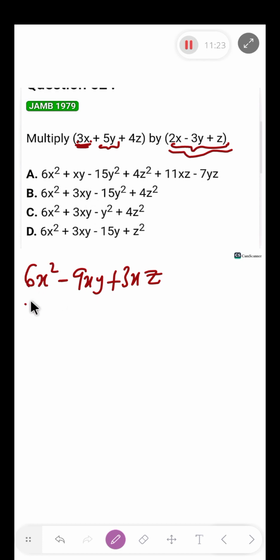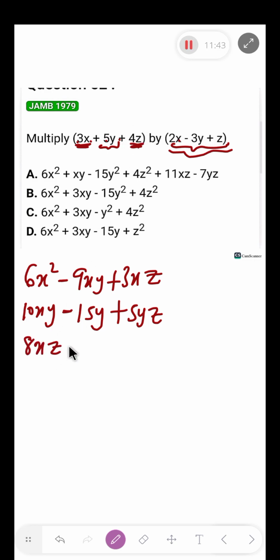5y times 2x, that's 10xy. Again, 5y times minus 3y, that's minus 15y squared. Then 5y times z, that's plus 5yz. Done. You have to use this plus 4z to multiply everything. 4z times this 2x, you have 8xz. 4z times minus 3y, that's minus 12yz. And then 4z times z, that's plus 4z squared. So you want to add everything together normally. I don't have enough space, so that means we want to add all this together.